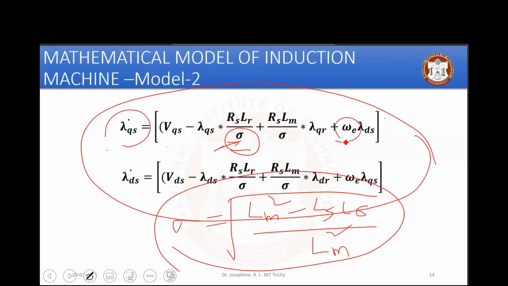Here, if you take omega e, then it is the stationary reference frame. If you take omega e minus omega r, then it is the rotor reference frame. And if you take omega e minus omega e, that means if you take it as 0, then it is called the synchronous reference frame. There will be three references: synchronous reference frame, stationary reference frame, and rotor reference frame, based on whether it is the omega e minus omega r value, the 0 value, or the omega e value.